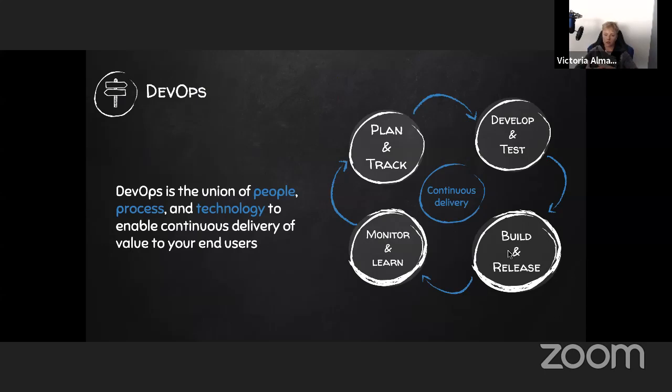When it comes to DevOps, there are a lot of definitions and a lot of understandings of how we take DevOps. But for today, I'm going to show the definition that we widely use at Microsoft, which states that DevOps is the union of people, process, and technology to enable continuous delivery of value to your end users.